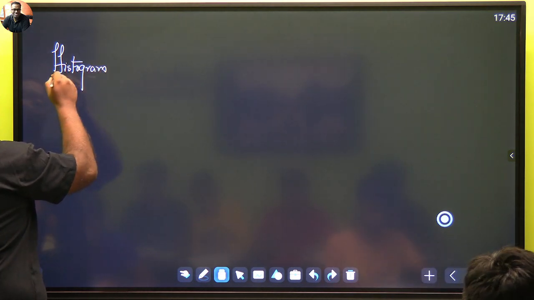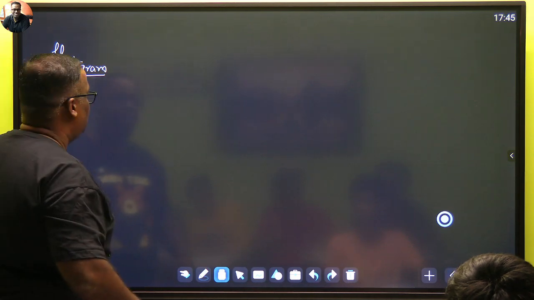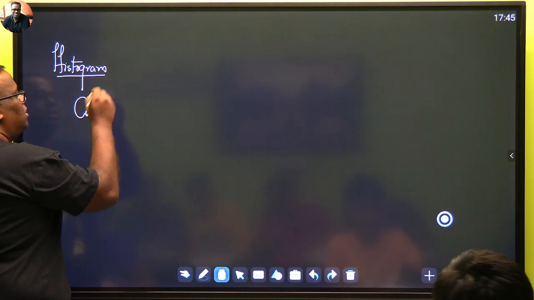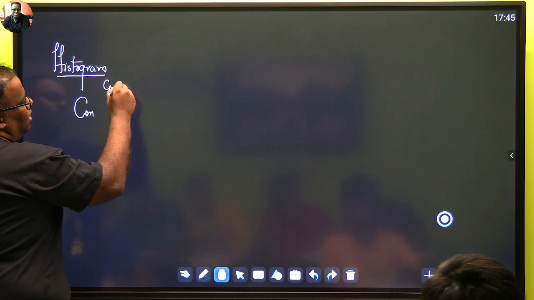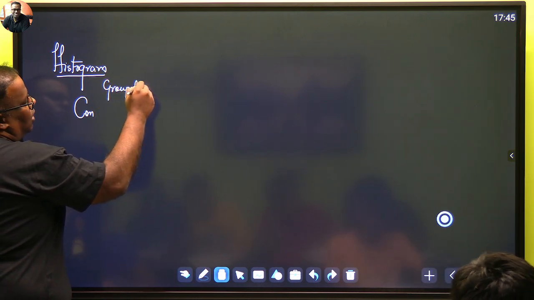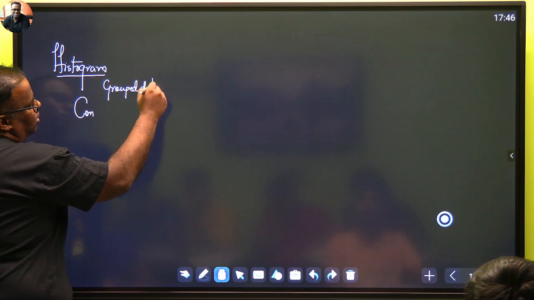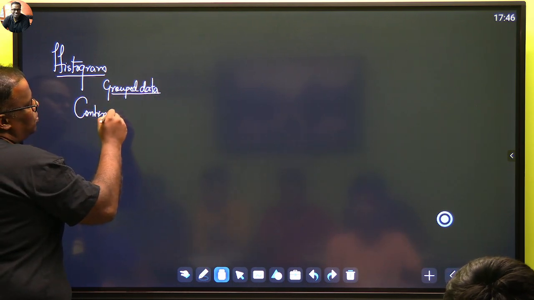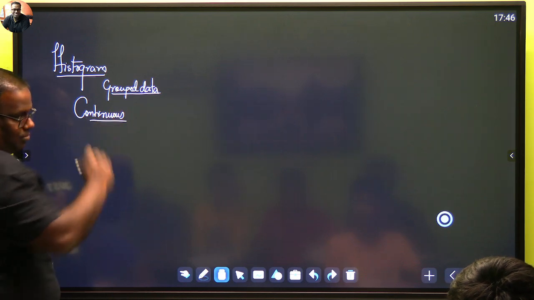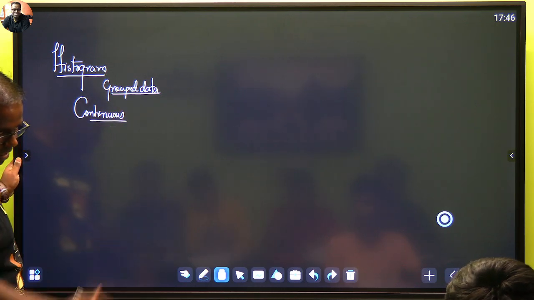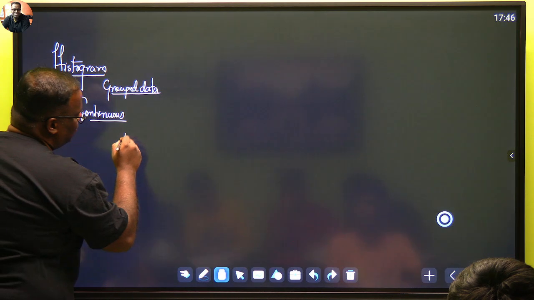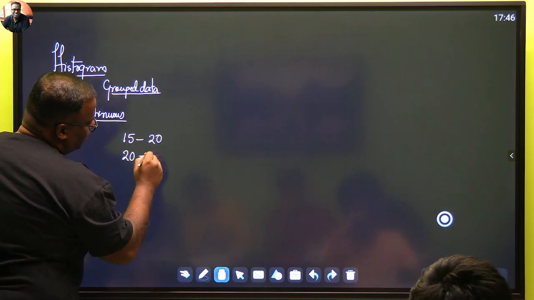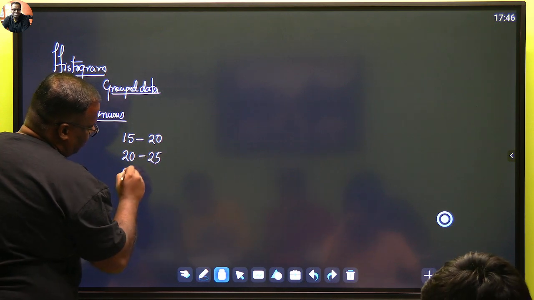Histogram also, we will have two things. In order to make a histogram, you will always have group data. One thing to know: you will always have group data, and the group data has to be continuous. Only then will the bars stick together. Group data will be like this: 15 to 20, 20 to 25, and say 25 to 30.